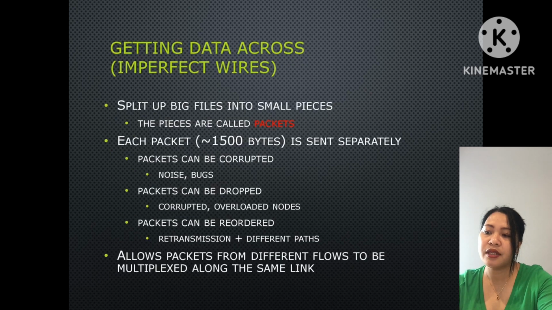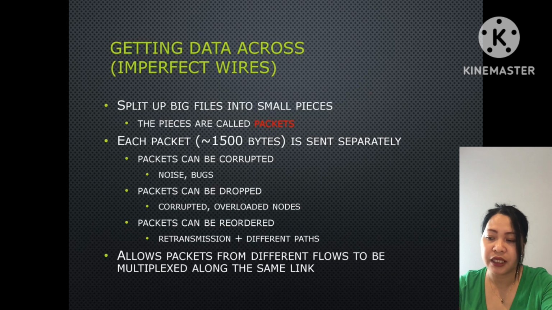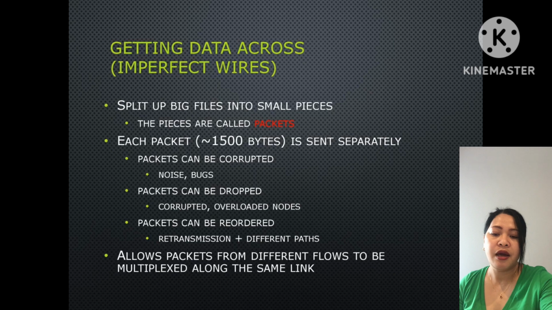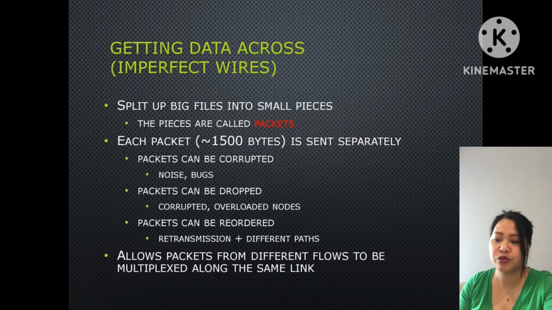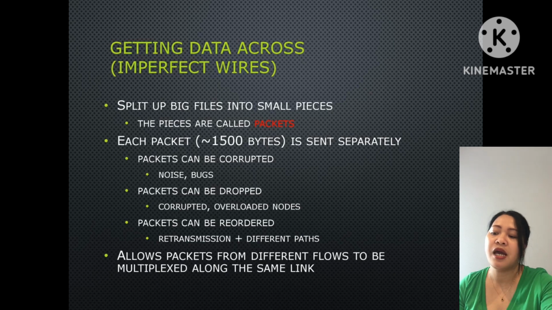To get data across imperfect wires, split up big files into small pieces. The pieces are called packets. Each packet is about 1,500 bytes and is sent separately. Packets can be corrupted by noise and bugs. Packets can be dropped, for example when they overload nodes. Packets can be reordered. This allows packets from different flows to be multiplexed along the same links.